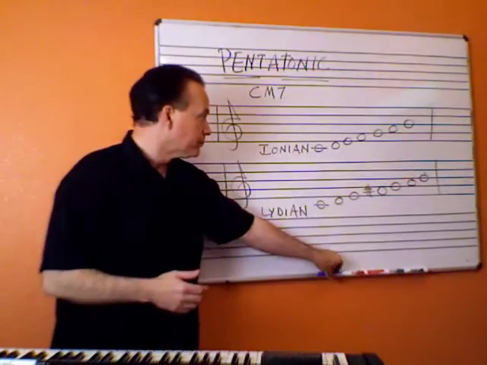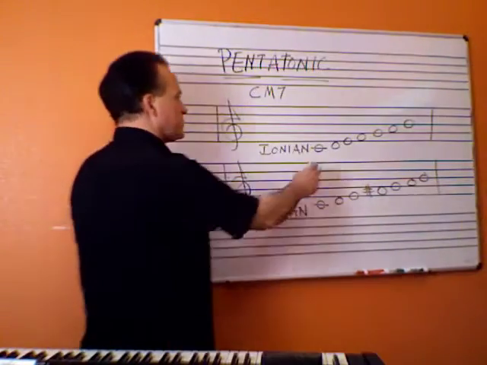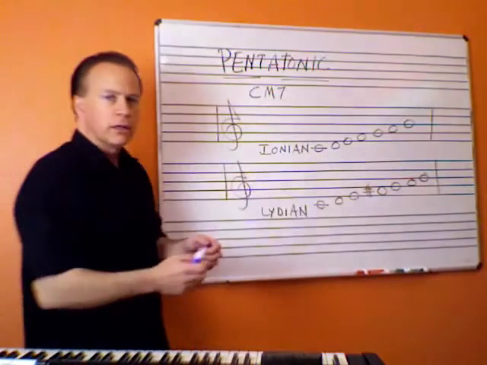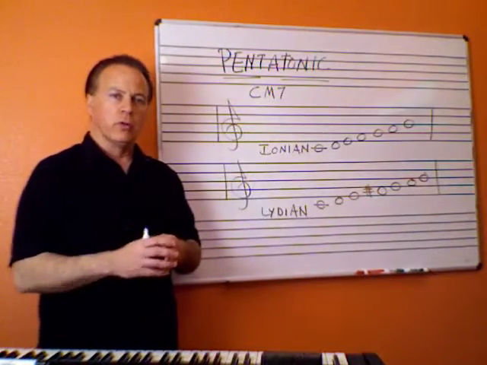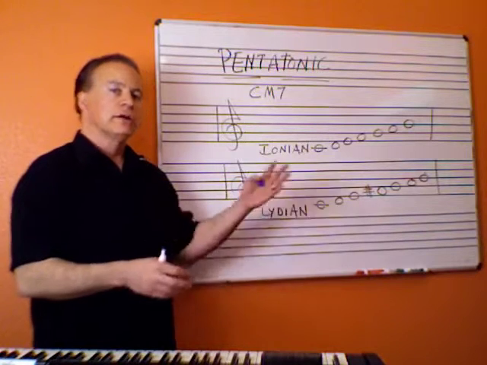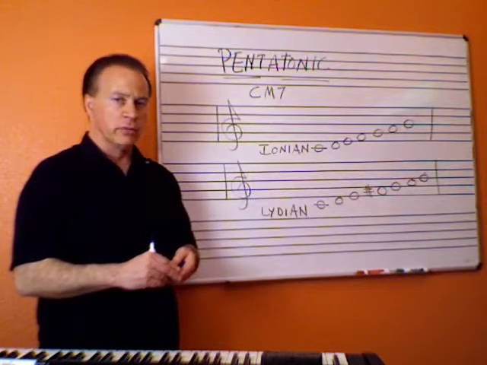Well, let's start with 1. If we start from C here, do you see that the C pentatonic scale, 1, 2, 3, 5, 6 of the major scale, is hiding in here in the C Ionian mode?